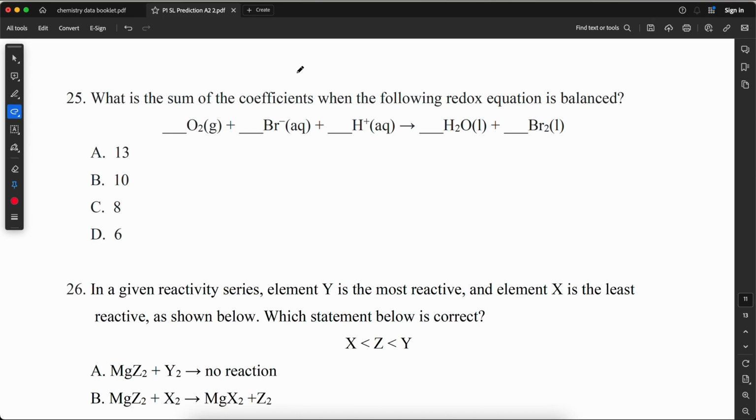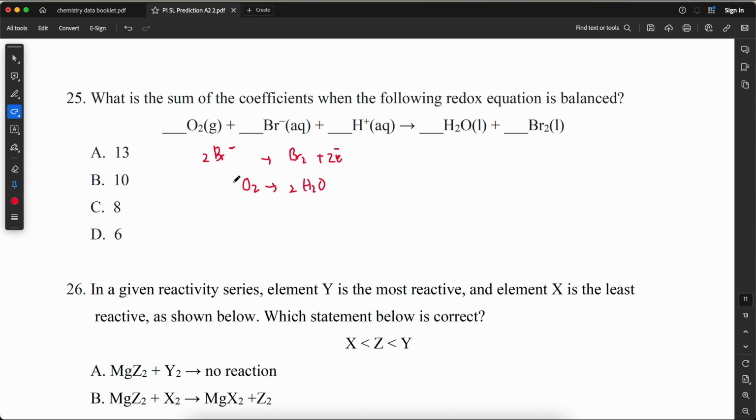What is the sum of the coefficients when the following redox equation is balanced? So we've got Br minus and then Br2. So this will be 2Br minus becomes Br2 plus 2 electrons. Now it's balanced for charge. And O2 becomes H2O. So that will be 2 H2O because O should be 2.